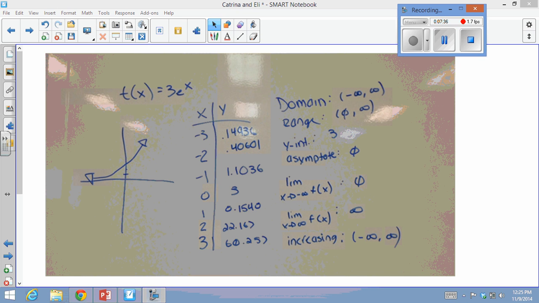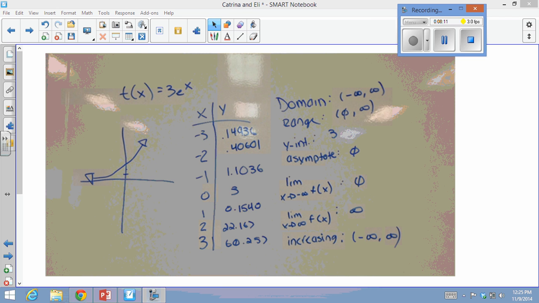The practice example is t of x equals 3e to the power of x, in which you can see the graph we plot is -3 to +3 for the x values, and we get y values from it. So our graph is always increasing, so it's increasing from -infinity to +infinity. Our domain is -infinity to +infinity, because it's never ending, from the negative x values to the positive x values. Our range is 0 to infinity, because it is never below the x-axis.